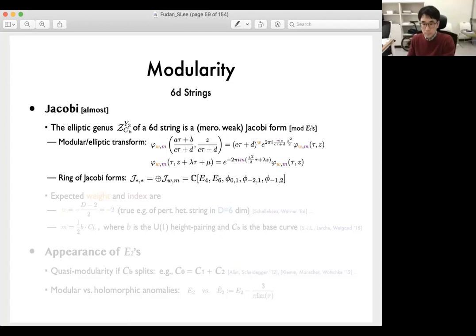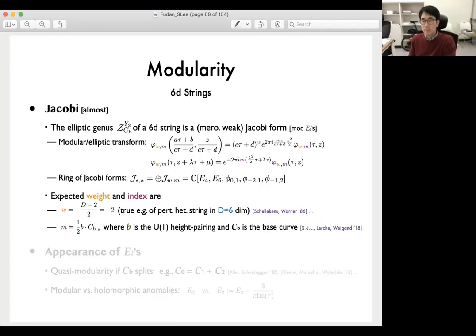Now, it is expected on general grounds that the elliptic genus has a well-defined weight and index. Here, the expected modular weight is given this way for a string in capital D dimensions, which for D equals 6 is then minus 2. Similarly, for the elliptic index, the anomaly consideration leads to this particular formula in terms of the intersection of the gauge divisor B with the base curve CB.